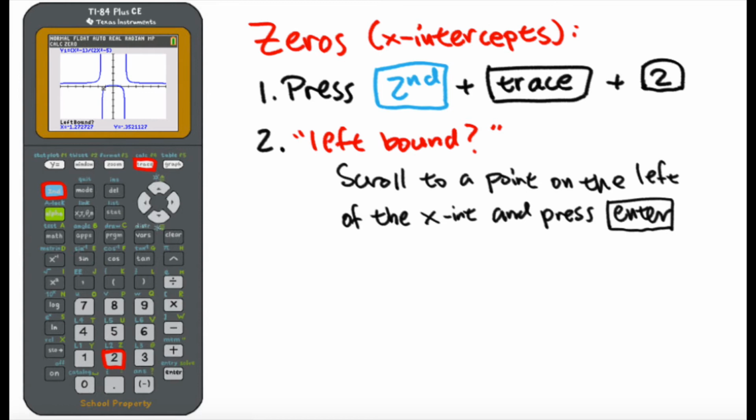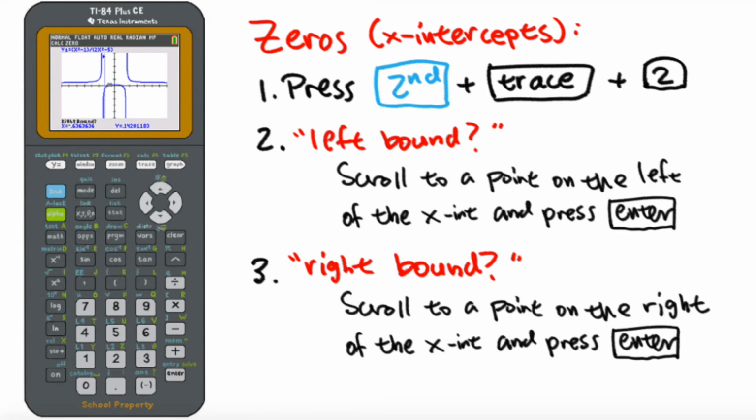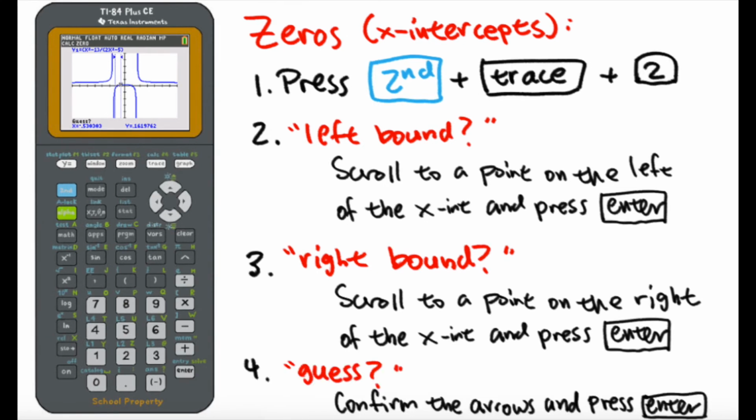So all you really need to do is move the cursor with the arrow key to somewhere a little bit to the left of that x-intercept. We're going to use the negative x-intercept right now, just for example. So go a little bit to the left of it, press enter, then it'll say right bound. Go a little bit to the right, press enter, and it'll say guess. The reason why it's saying this is it's showing you the two arrows and asking, do you want the thing that is in between these two? If so, then you press enter. If not, then you can just cancel that and redo the thing. But once you press enter, it'll give us the x-intercept.